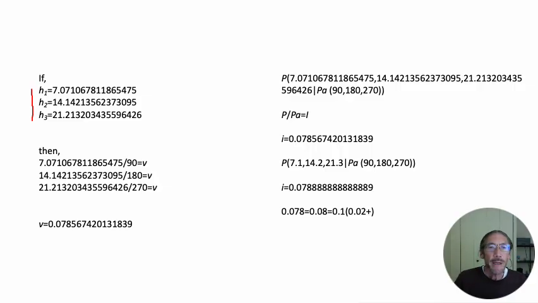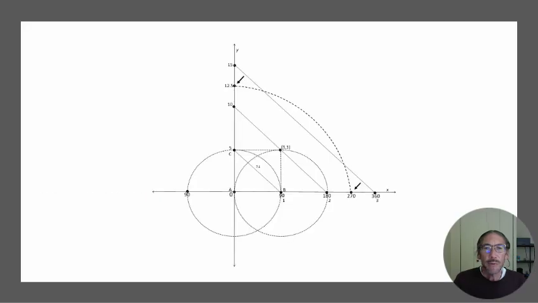What you then have is the hypotenuse divided by the angle measurements 90, 180, and 270 here. And they create a proportional relationship of 0.079. 0.078567420131839. This is rounded up to 0.79.